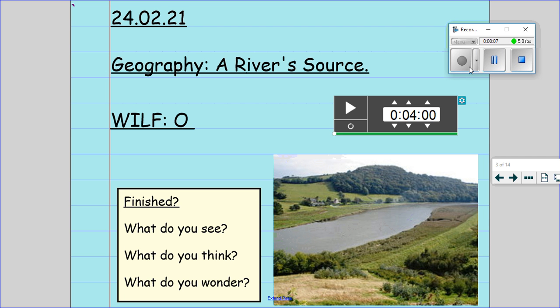This term, half term, we are moving our topic in geography onto rivers. Today we're going to be mainly focusing on the river's source and also a little bit where it ends up as well. So what I'd like you to do, please, is to press pause, write today's title and short date first, please, and then the width.